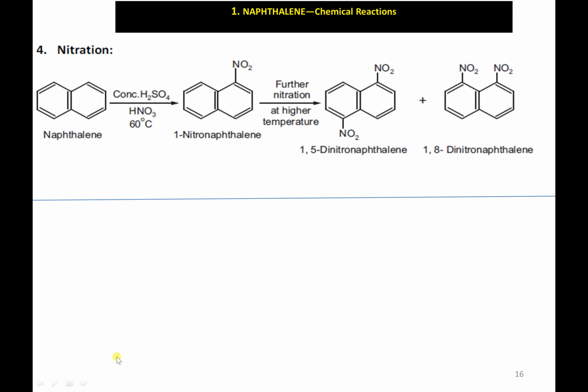Nitration again, with a simple nitrating mixture at 60 degrees temperature, you will get 1-nitronaphthalene. But if you further do the nitration at higher temperature, it will also go to the other ring, and you will get a mixture of 1,5 and 1,8-dinitronaphthalene. And this is 2, 3, 4, 5, 6, 7, 8. So this is 8 and this is 5.